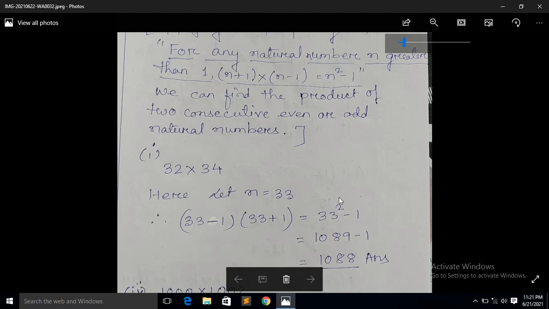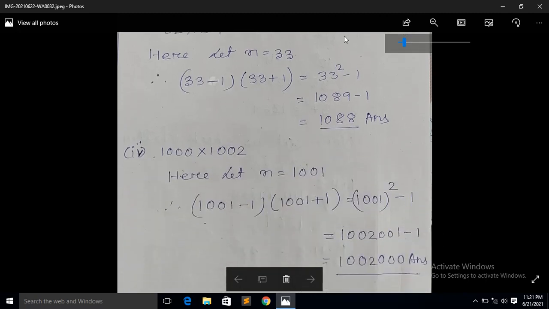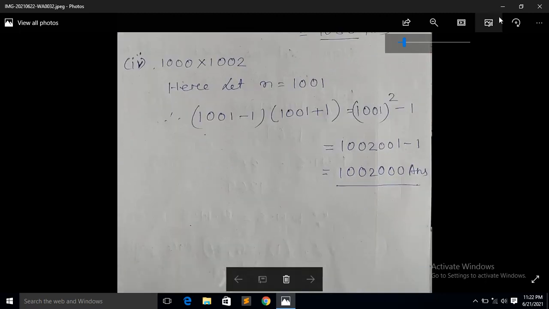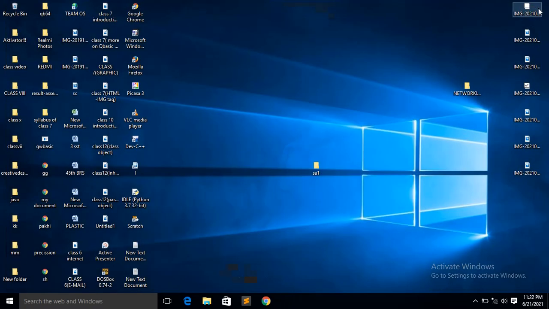So one more example I have done for you. You can see 1000 into 1002. So what will be the middle number? 1001. So 1000 we can write as 1001 minus 1, that means n minus 1 into n plus 1 is equal to n square minus 1. This is the formula. Now come to the next question.